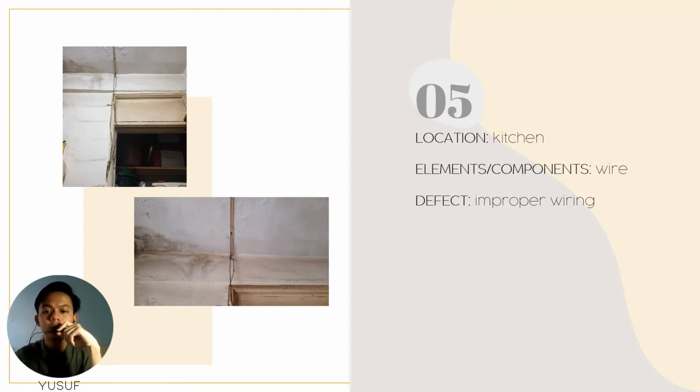Number 5, location is the kitchen. Element is wire and defect is improper wiring. So possible causes are the same: lack of workmanship skill, amateur electrical work. So remedies: turn off the power source before beginning the work for safety. Rearrange the cable properly and remove unnecessary cable wires by cutting them away. Take cable raceway and cut it according to the measure of the cables on the wall using a PVC cutter or hacksaw.